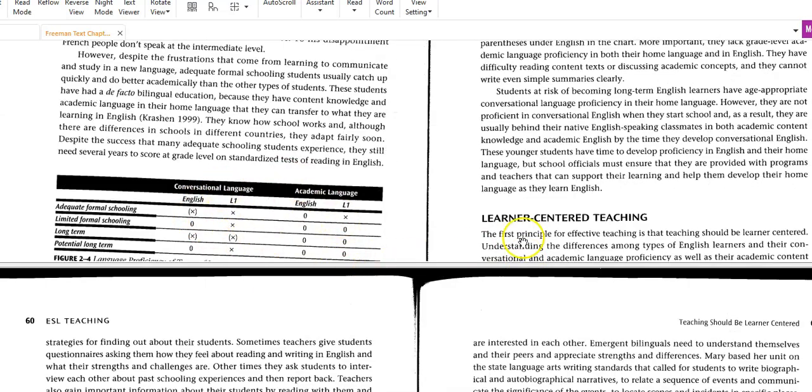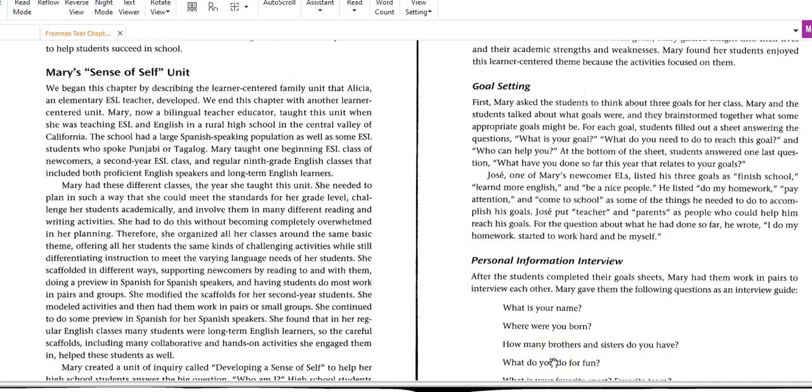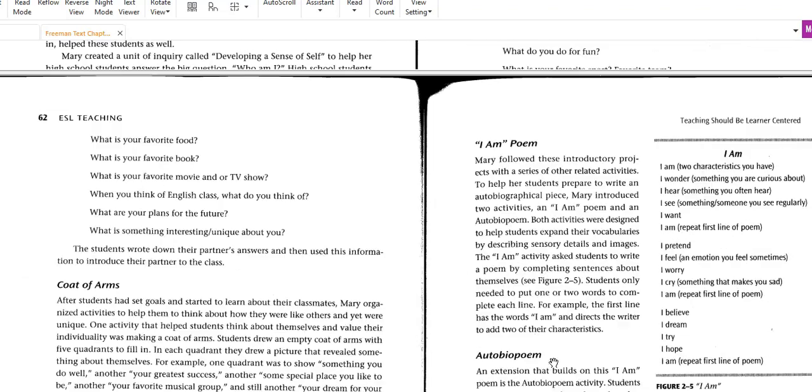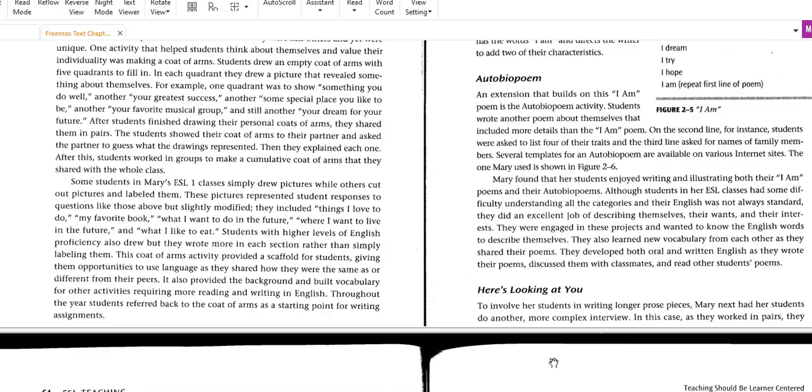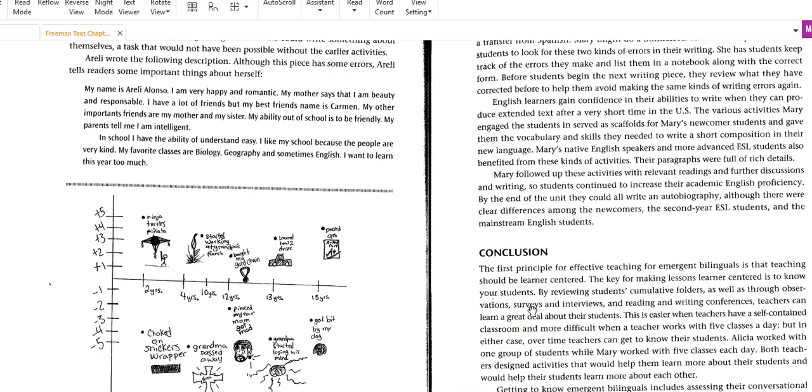Make sure you read these little charts, and now finally we get to learner-centered teaching. It talks about the advantages, and it gives a few examples of what we can do in the classroom. Here are a couple activities. So this is kind of interesting, and I think a positive, negative graph. Okay, and that's about it.